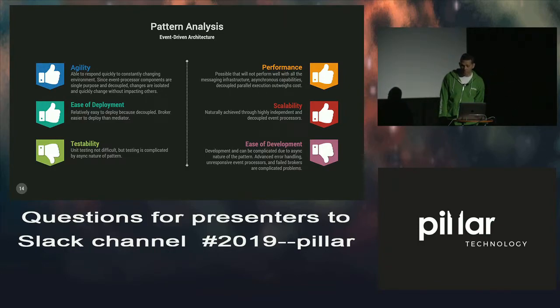So ease of development, this can be hard for people, correlated to the testability, right? It's hard for people to see how things are flowing through. And so that makes it difficult for them to develop, because you don't want the situation where in order to make a change to one event processor, you need to understand how all the rest of the event processors are working. And that may be a smell and a piece of feedback you want to take into your architecture.